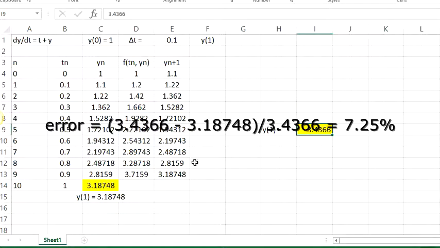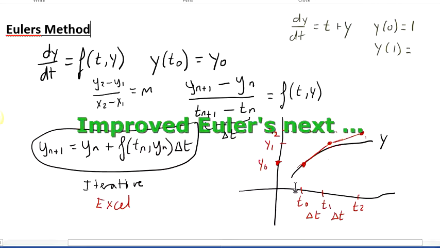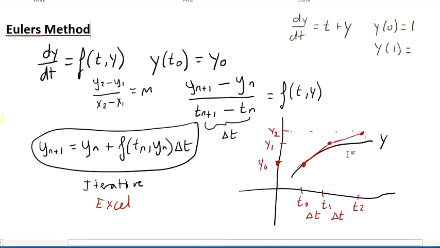We can get it a little bit more accurate if we use what's called a modified Euler's method. Instead of just going along stepwise with the slope, we get these two slopes. When we take the average of these slopes, we get a better slope, and we keep doing that. That's called the improved Euler's method.